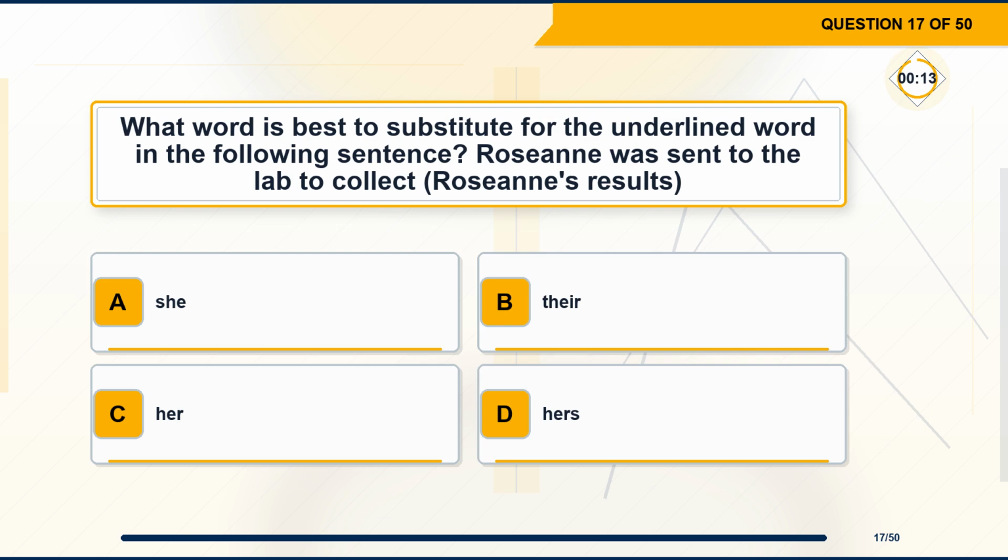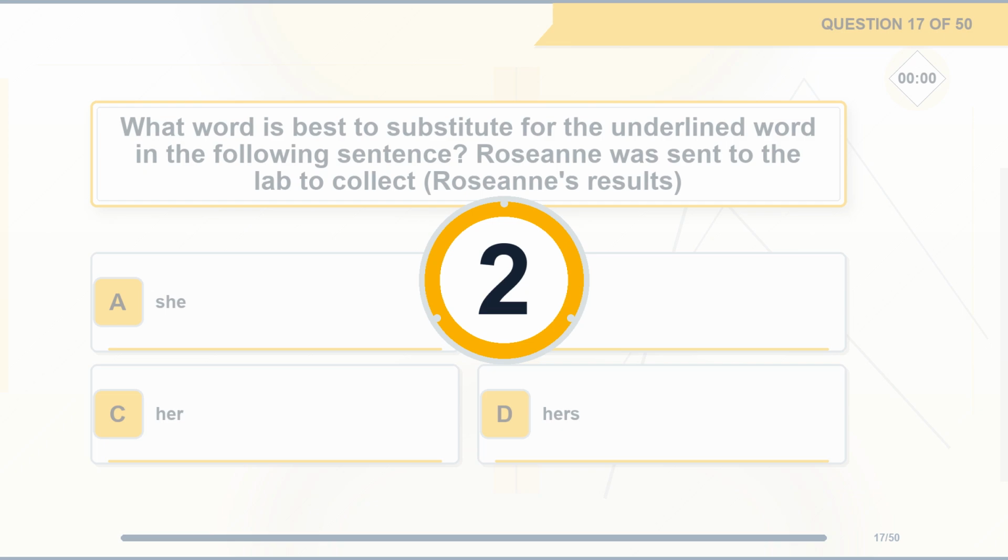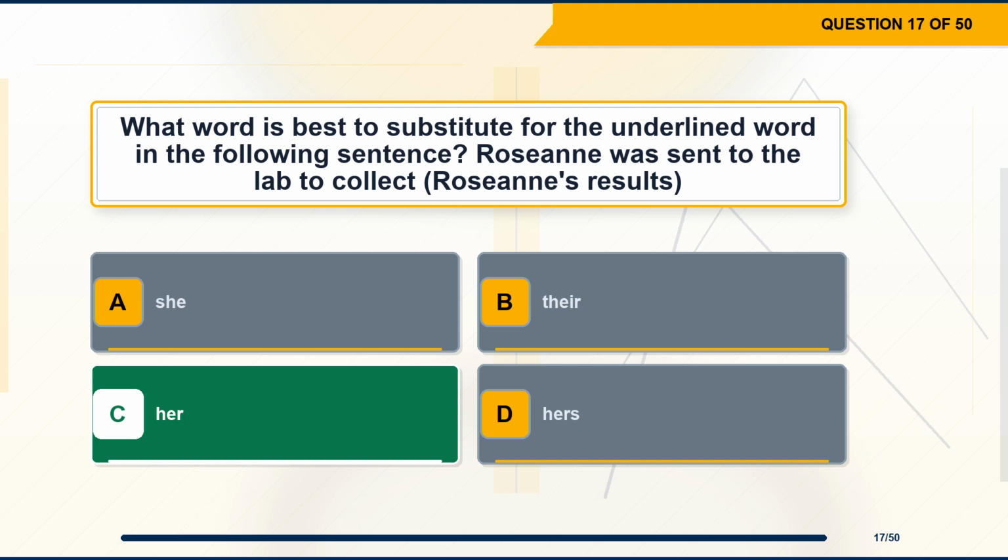Question 17. What word is best to substitute for the underlined word in the following sentence? Roseanne was sent to the lab to collect Roseanne's results. Option A, she. Option B, their. Option C, her. Option D, hers. The correct answer is option C, her.